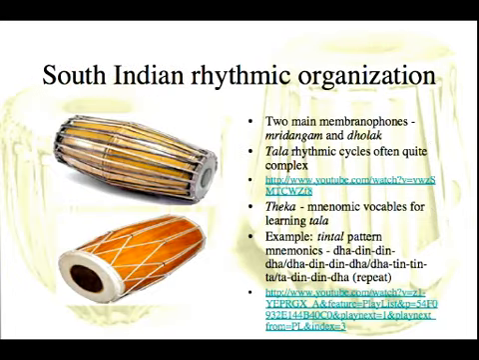South Indian rhythmic organization. There are two main membranophones that you see pictured here, Mridangam and the Dholak. The tala rhythmic cycles are often quite complex, and you'll see some videos where you see an example of how that works. Sometimes Western musicians, myself included, find it very difficult to follow along in those rhythmic cycles, but the average Indian citizen has no problem following. It's just a different kind of way of approaching rhythmic organization.